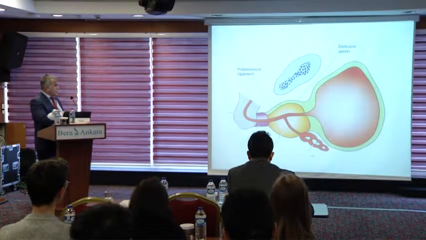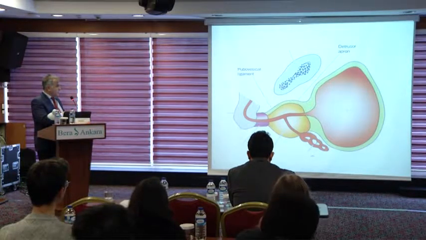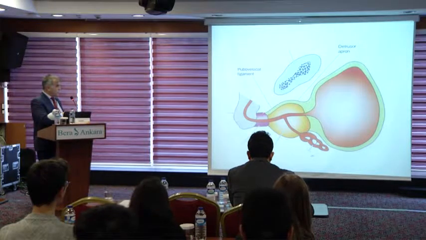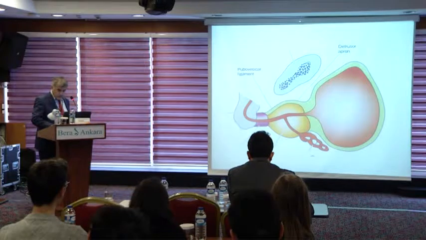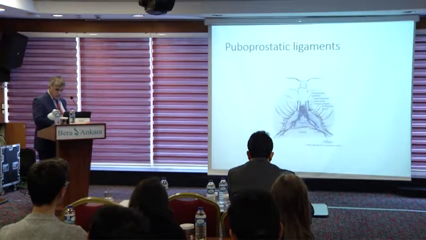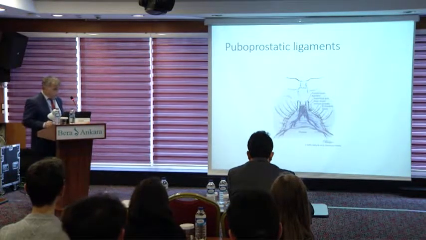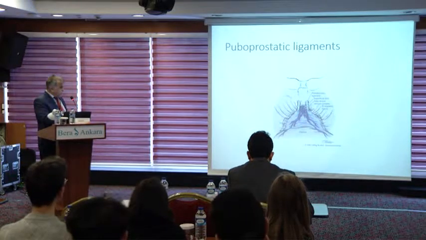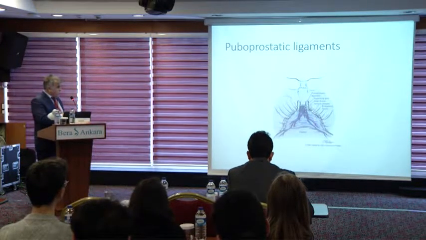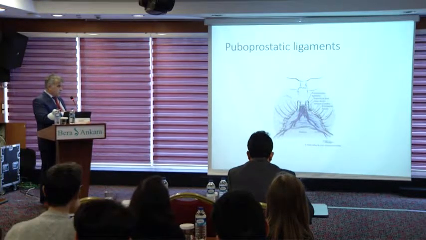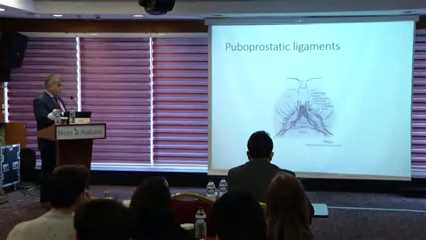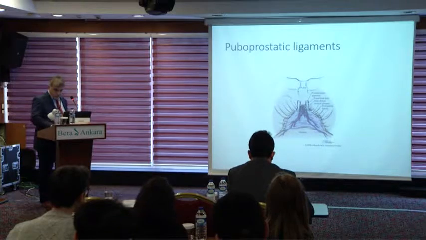Here we see also two options here, not here. This is the puboprostatic ligament. It goes from prostate to pubic bone. Here we see the puboprostatic ligaments. They extend from the prostate to the pubic bone. Actually, they are pubovesical ligaments, but the prostate is enlarged, and that's why it looks like it goes from the prostate to the pubic bone.